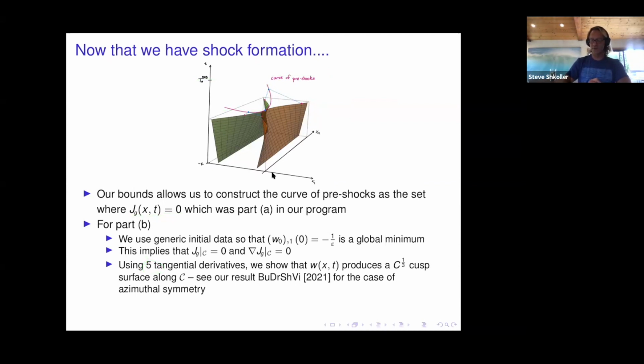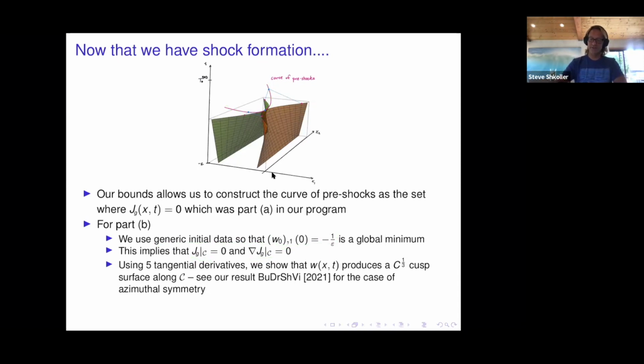In part B, which is the next thing we're doing, we go to 5 tangential derivatives. That gives us 6 derivatives on the original variables and, by Sobolev embedding, C4. And this allows us to use generic initial data where this slope condition is a global minimum. And now the 2 conditions, that the Jacobian determinant and the gradient of the Jacobian determinant vanish on this curve C, are enough to give us a complete description of the fact that the Euler solution restricted to this preshock is essentially a C1/3 cusp surface in the normal direction.